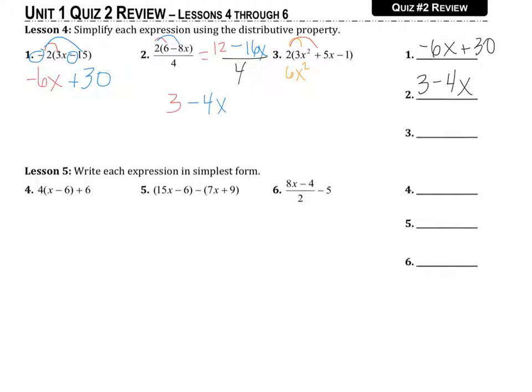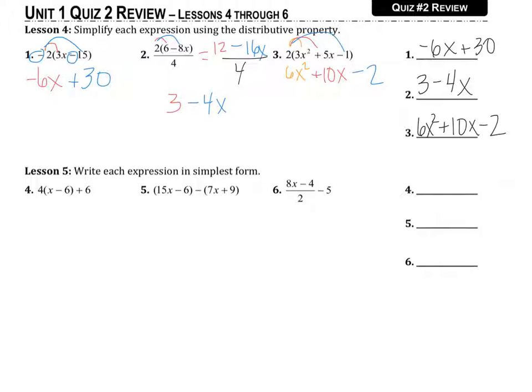2 times 5x is positive 10x. And 2 times negative 1 is negative 2. So our answer is 6x squared plus 10x minus 2. Remember that if you're getting it wrong, don't just mark it wrong. I want you to go through and figure out your mistakes and fix it on this paper.